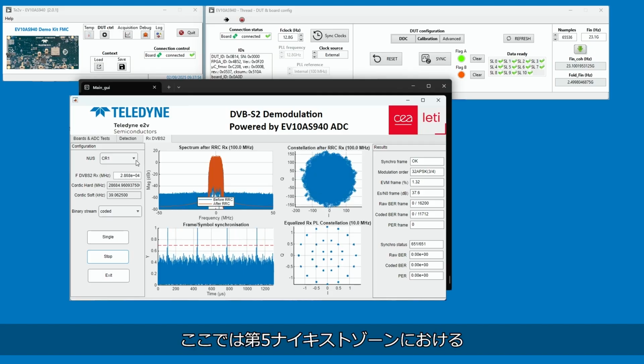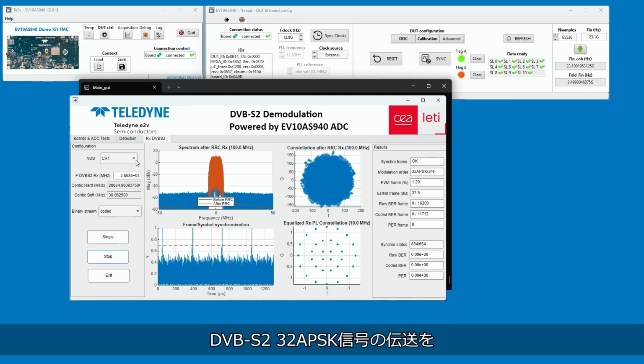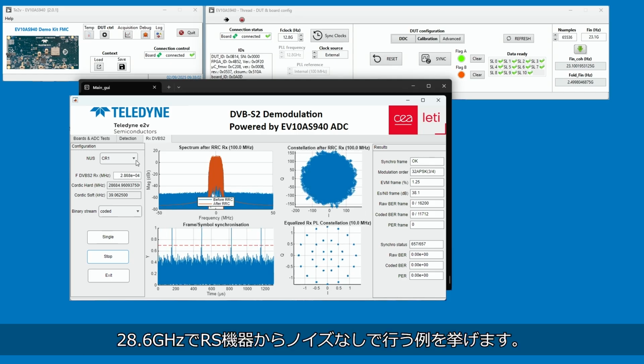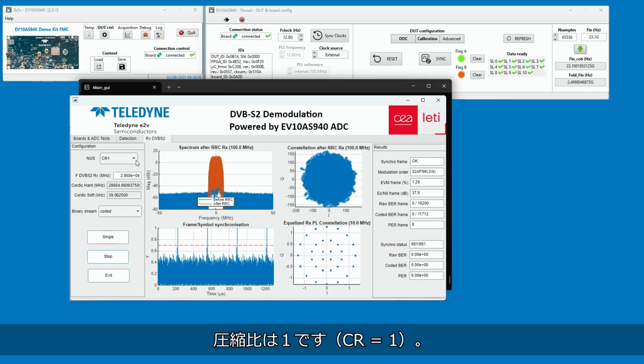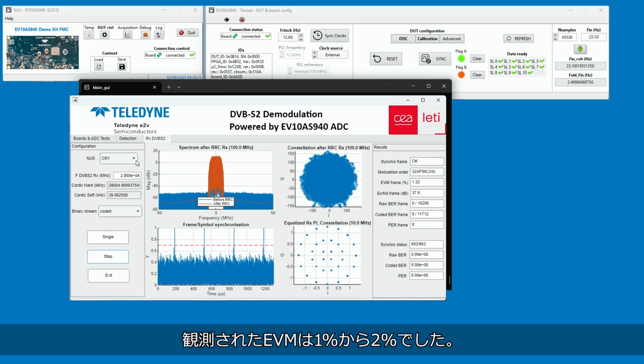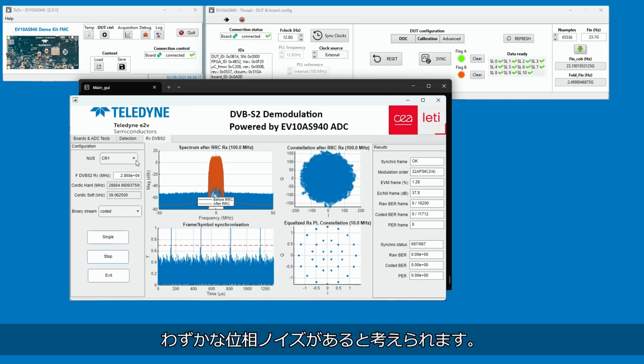after NUS-based acquisition. An example here of transmission in the fifth Nyquist zone of a DVB-S2 32 APSK signal at 28.6 GHz from Rohde instrument without noise. The compression ratio equals 1. We observed an EVM between 1% and 2%. There seems to be a small amount of phase noise.